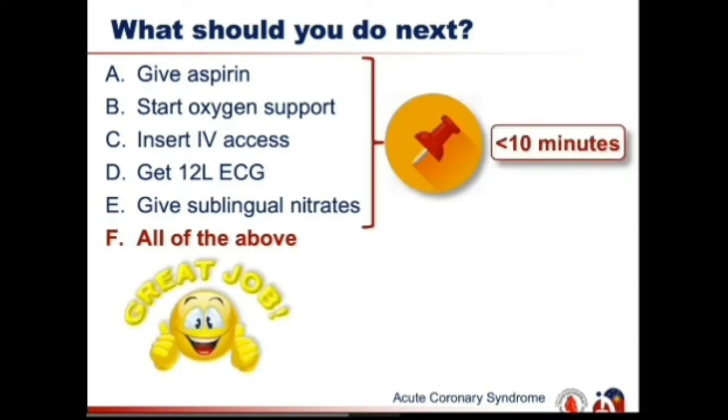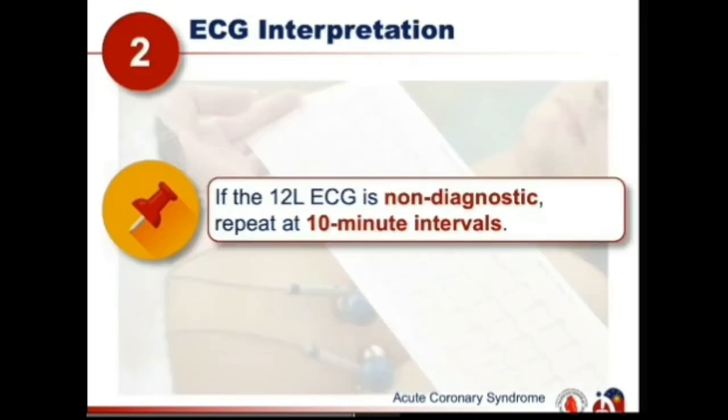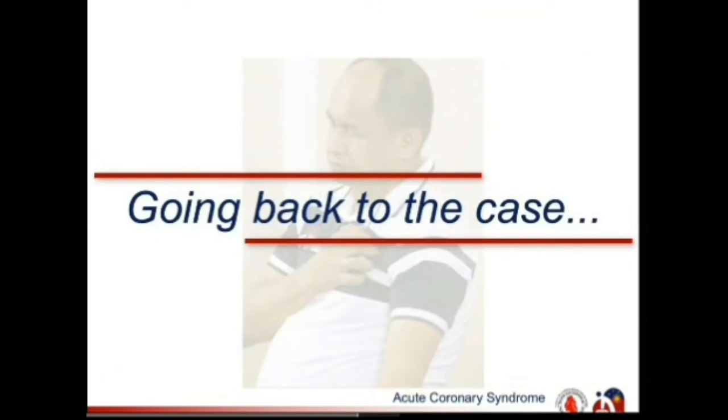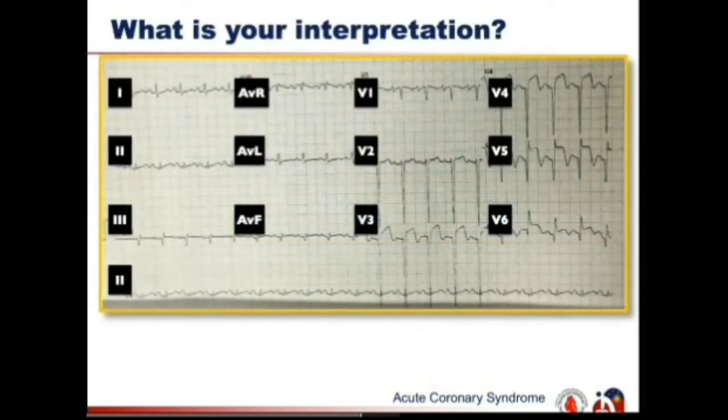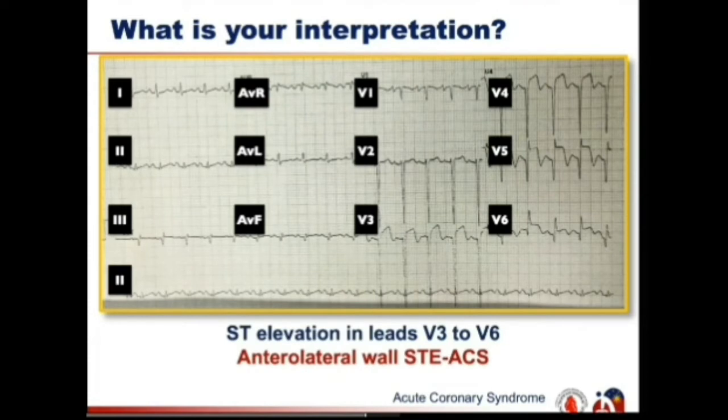Good job! Remember that everything should be done in 10 minutes, and if the ECG obtained is non-diagnostic, you have to repeat the ECG at 10-minute intervals to observe changes in the ST segment. Going back to the case, let me show you the ECG. What do you see? In leads V3 to V6, the ST segment is elevated. With this, we can say that a patient has anterolateral wall ST elevation acute coronary syndrome.